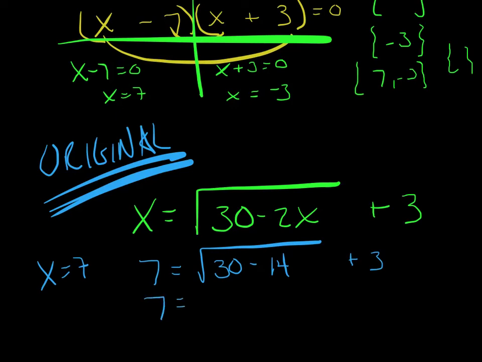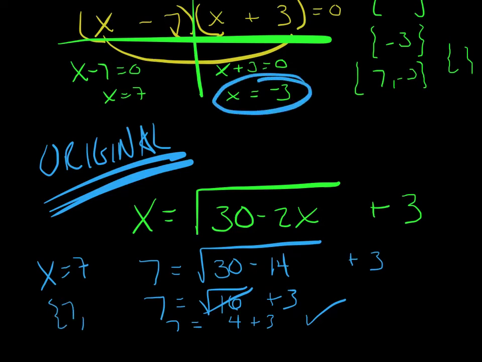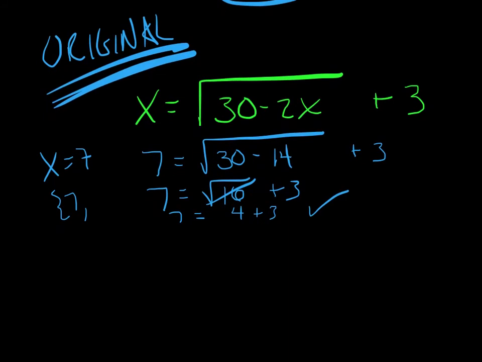That's x equals the square root of 16 plus 3. The square root of 16 is 4. 4 plus 3 indeed does equal 7, so I would say that 7 checks. Alright, now I'm going to do the same thing with negative 3. So x equals negative 3.